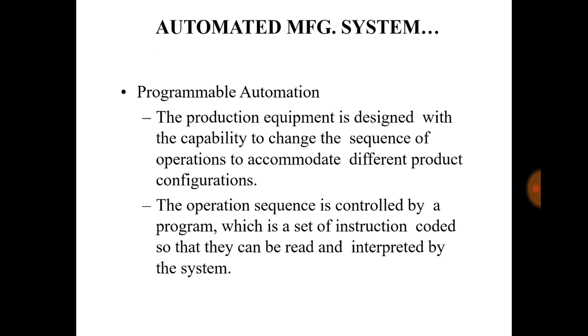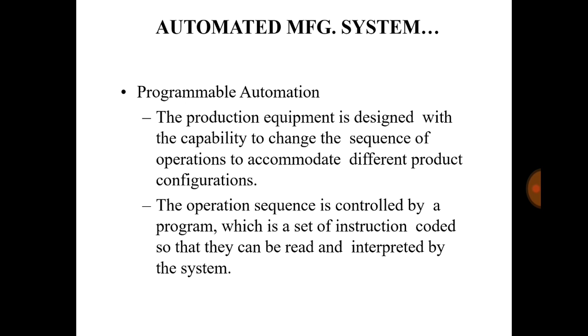The second type of automation is programmable automation. The production equipment is designed with the capability to change the sequence of operations to accommodate different product configurations. In programmable automation, you can change the sequence of operations, because if there is a variation in the product, you have to change the sequence, and that is possible in programmable automation. The operation sequence is controlled by a program, which is a set of instructions coded so that they can be read and interpreted by the system.